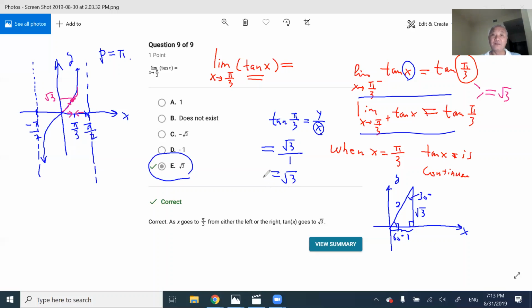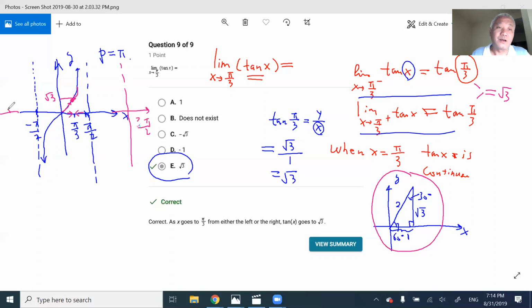Okay, you can see that this limit question is not hard. The harder part is what? You have two things related to this question. One is the special values of the 30-60-90 triangle. This is from trig. And the other part, you see here, you should be familiar with the graph of the tangent function. I just drew the one period. Actually, they have the other periods here. This is 3 pi over 2. This one is negative 3 pi over 2, like this.